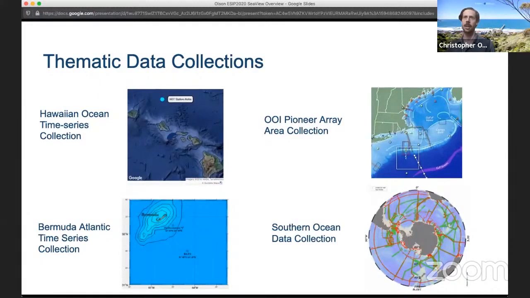So these are the thematic data collections that we built: Hawaiian Ocean Time Series Collection, Bermuda Atlantic Time Series Collection, the Pioneer Area Array, essentially the OOI Pioneer Array. We went to that area and we just found everything we could in that geographic region across the four data centers and integrated it. And then our final package was a Southern Ocean data collection where we focused on data from the Southern Ocean.